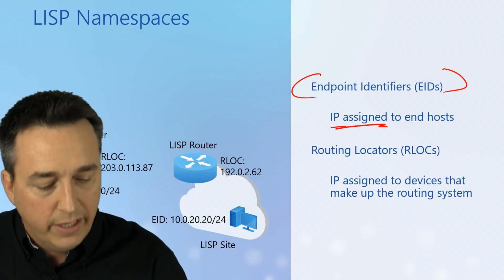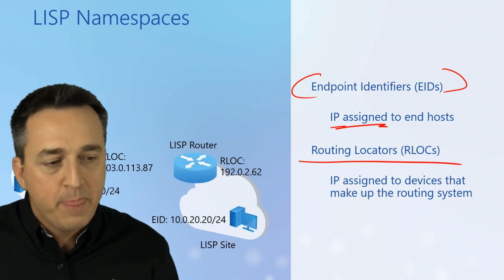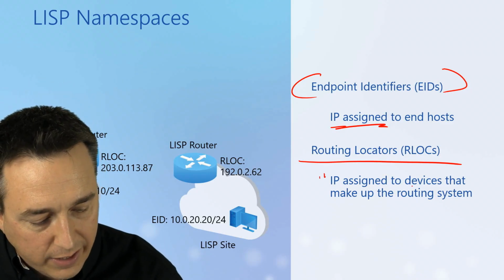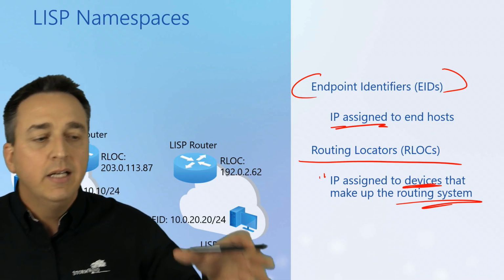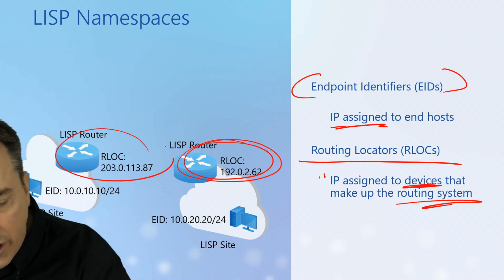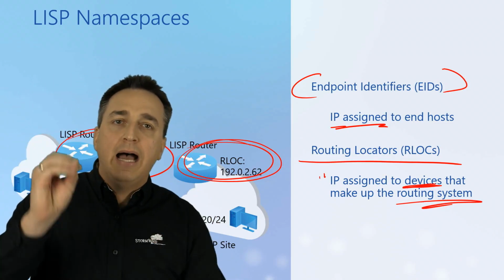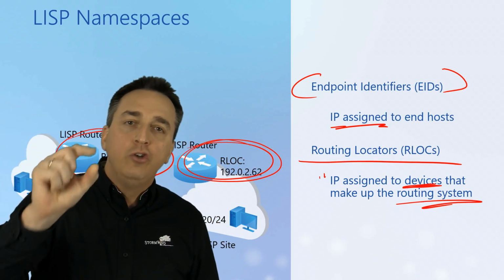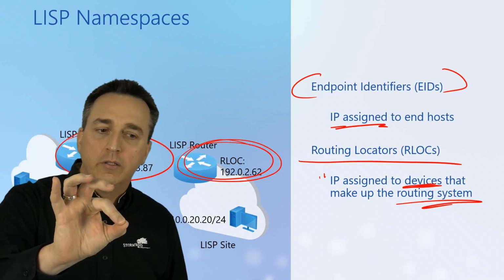But I want you to notice here that there's something called an RLOC, a routing locator. This is the IP address assigned to the device that is making up the routing system. This is the IP address assigned to your LISP router. So your LISP router needs a very special IP address given to it to identify itself on the LISP network.